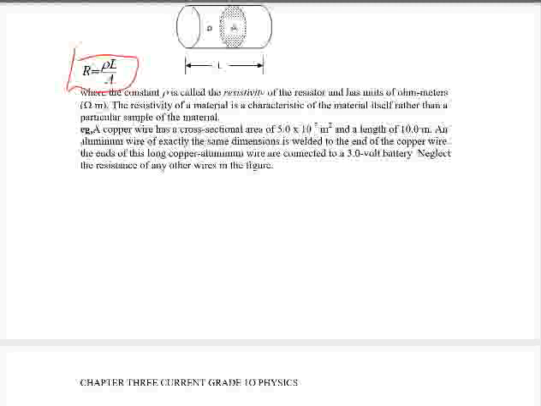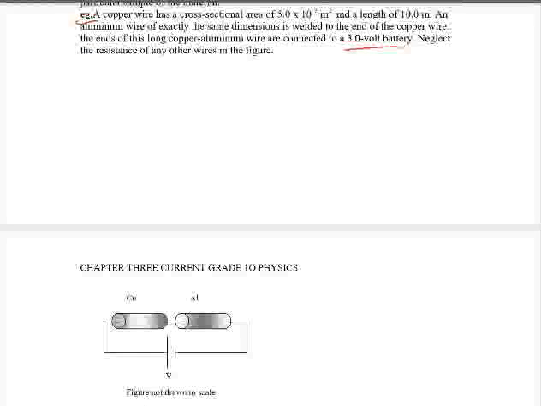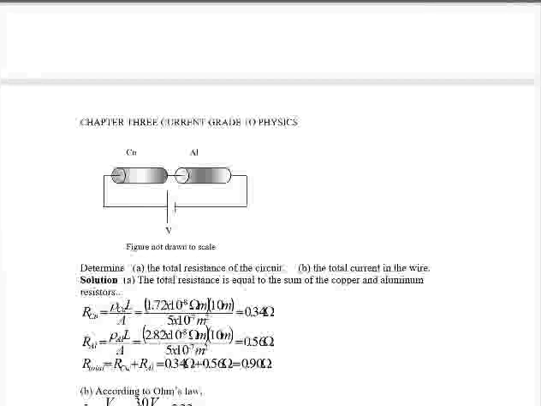We have one example here. A copper wire has a cross-sectional area of this much and a length of this much, and an aluminum wire of the given dimensions, connected to the end of the copper wire, and the long copper-aluminum wire is connected to this much voltage. Neglecting the resistance of any other wire in the figure, determine the total resistance and the total current. Let us find first the total resistance.